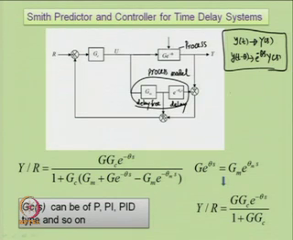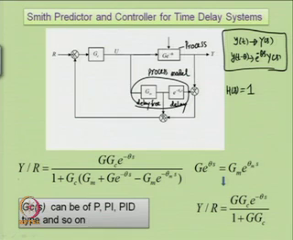Here in this structure, we have assumed H(s) to be 1. Unlike the earlier series and series feedback compensation schemes, this block diagram does not show H(s) and it is assumed to be unity. The sensor is always assumed to be perfect or ideal with gain 1, thus giving us this simple Smith predictor and controller structure.